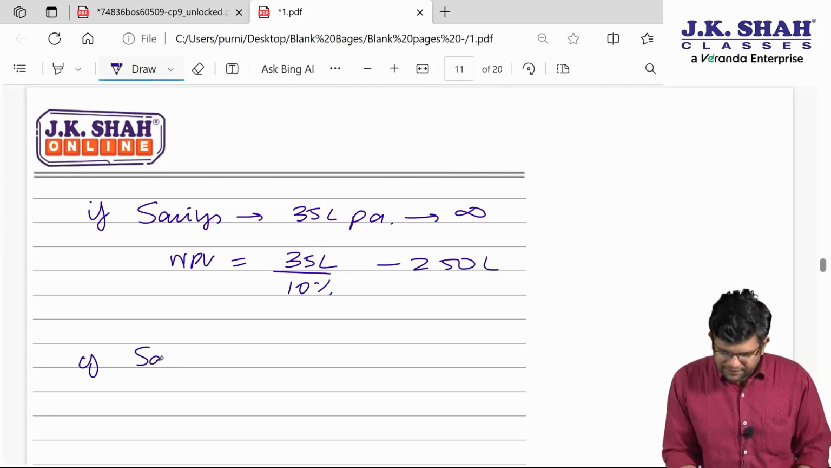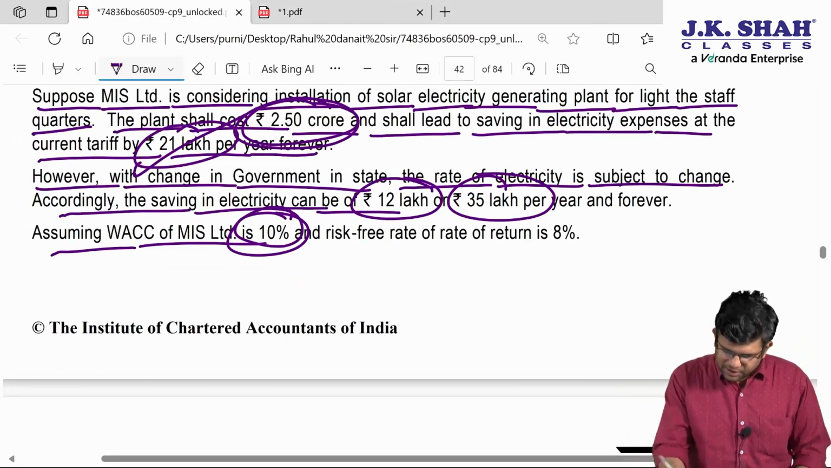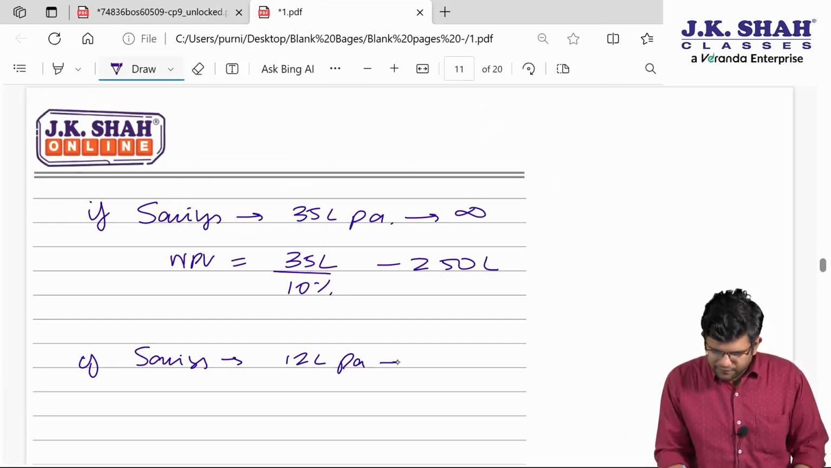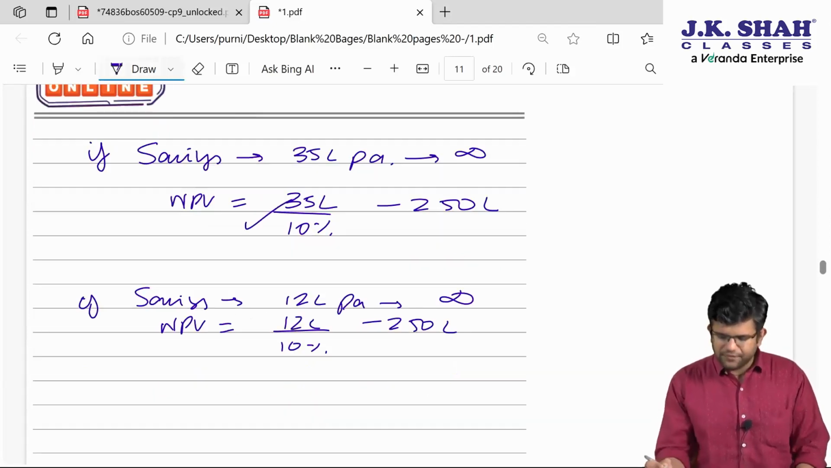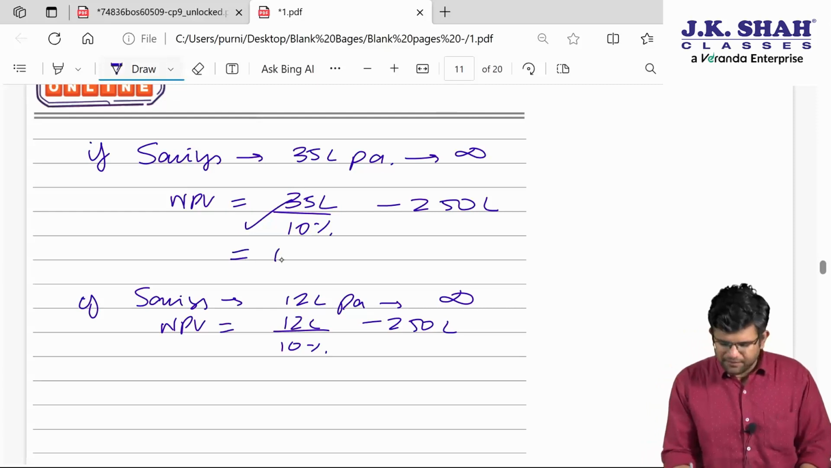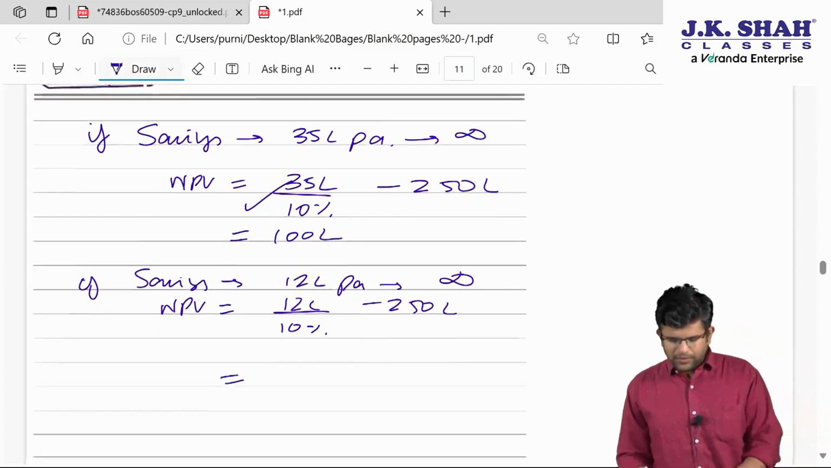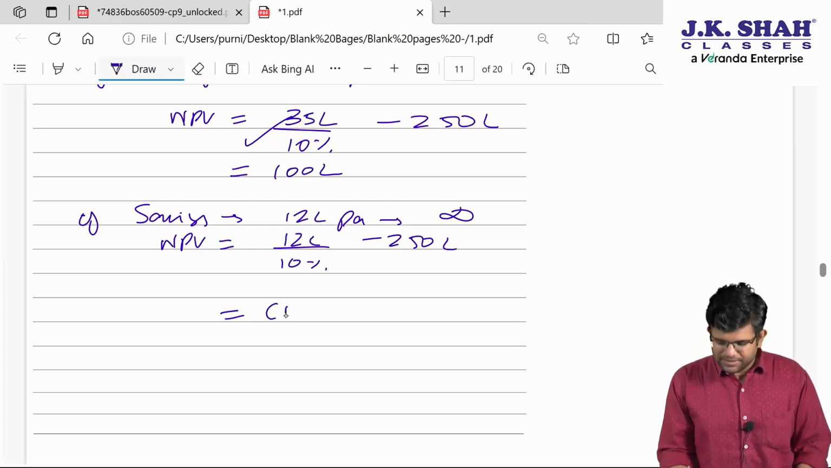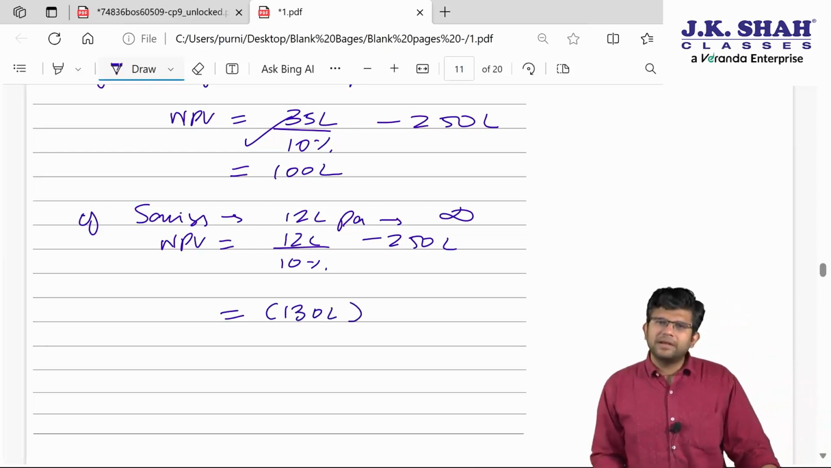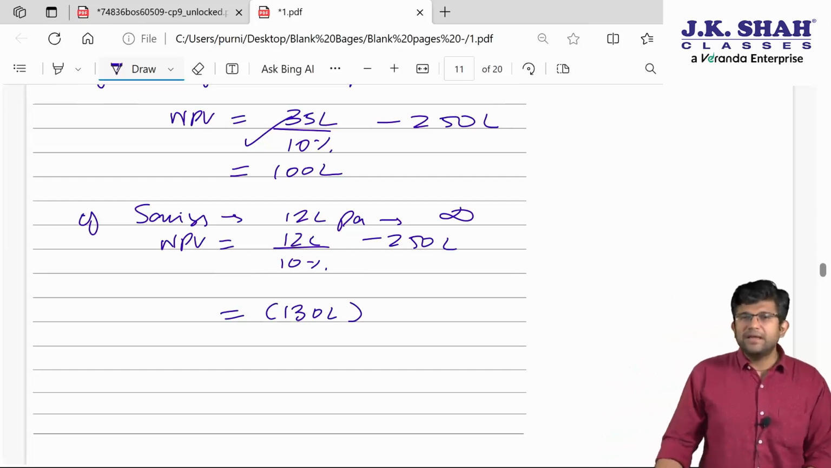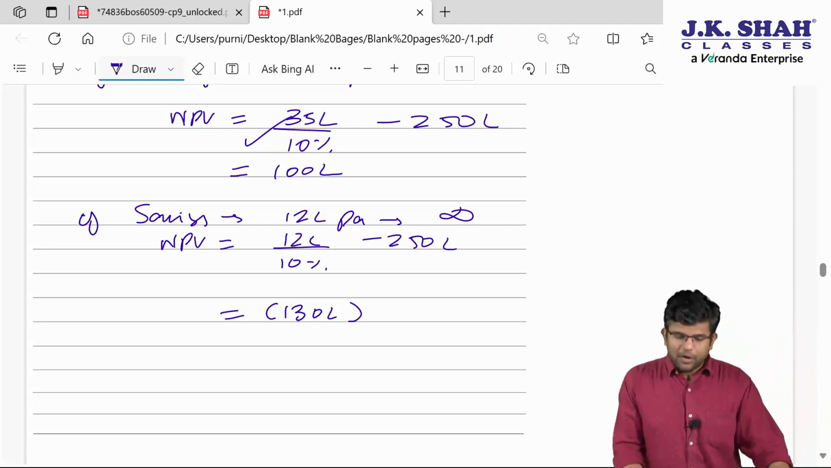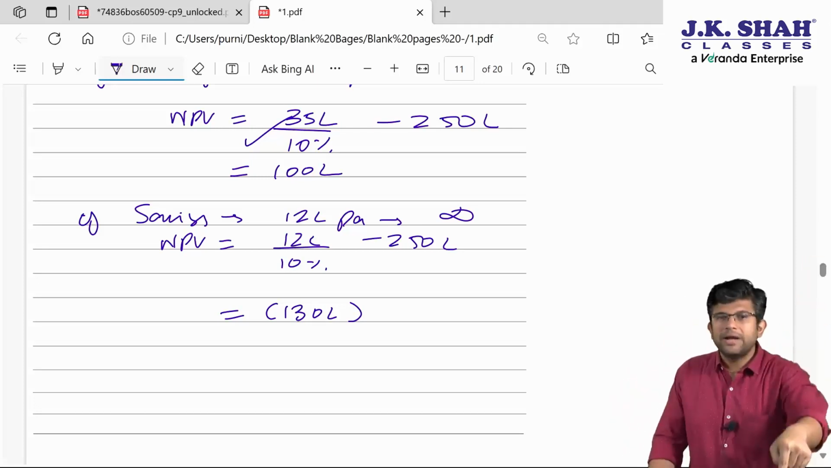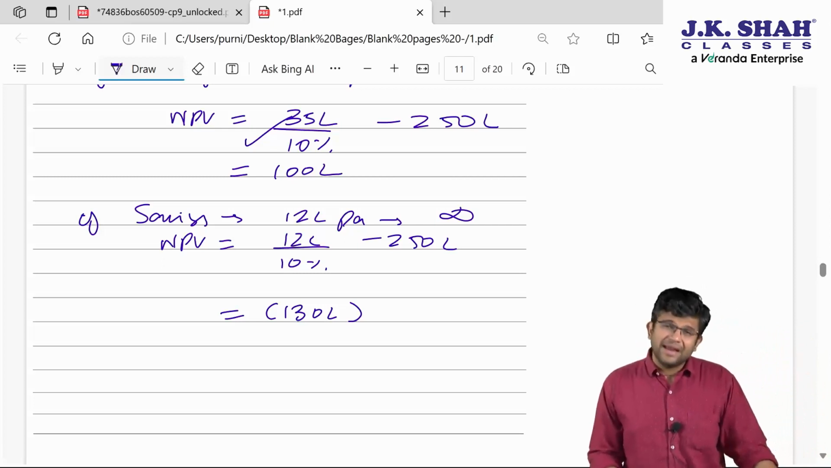And if the savings are only 12 lakh per annum for eternity, do you realize the NPV could be 12 lakh by 10% minus 250 lakh? So 350 lakh minus 250 lakh, can I say the NPV is 100 lakh? And here 120 lakh minus 250 lakh, the NPV is negative 130 lakh. Everyone clear till here? So now students, can I say if you decide to start after a year from here, the NPV could be 100 lakh or it could be 130 lakhs negative, correct?